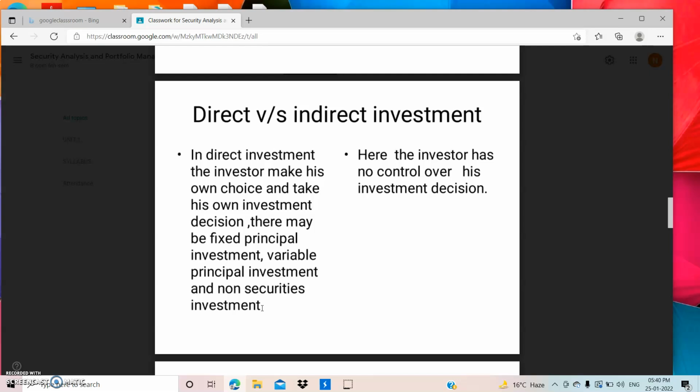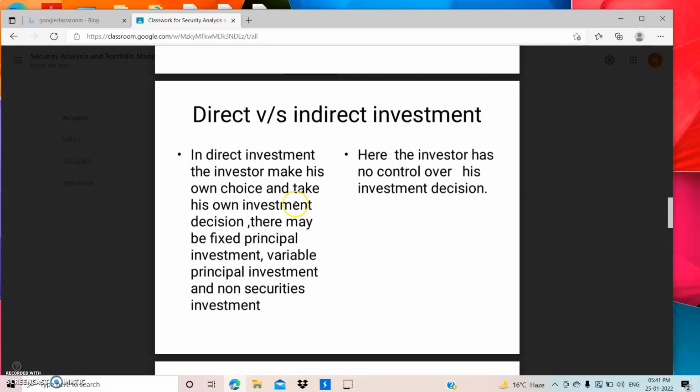Non-security investment means it can be buying of a property, buying of any real estate, buying of gold, jewelry. That is also an investment, so that is non-security investment. Or buying any company shares or company debentures, government bonds. So if an investor buys and sells investments by his own knowledge and decisions, that is direct investment.